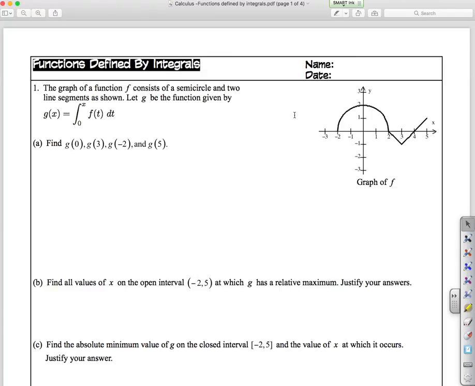That's a review. Where are the points of inflection and why? When f changes from increasing to decreasing, or decreasing to increasing. So where are my points of inflection? 0 and 3. So points of inflection at x equals 0 and 3 because f changes from increasing to decreasing or vice versa.